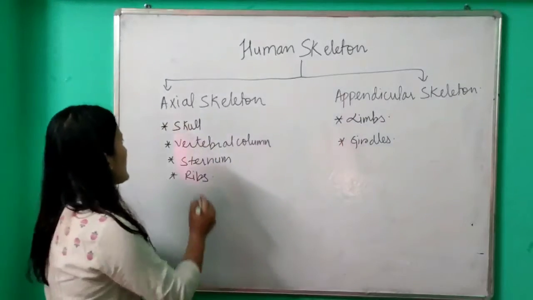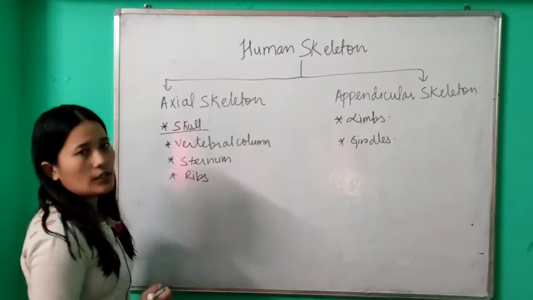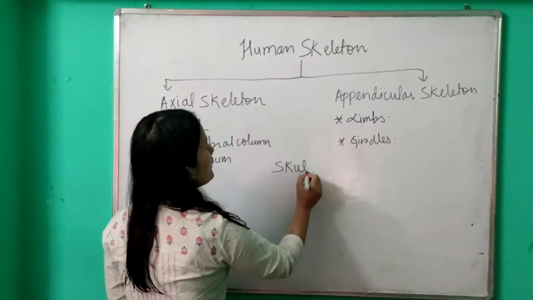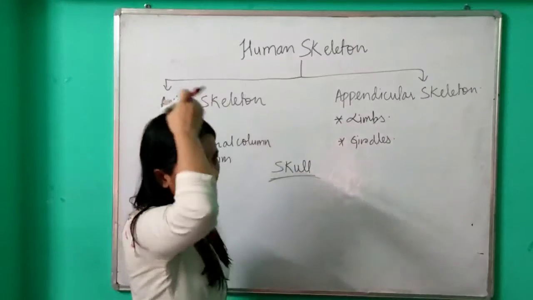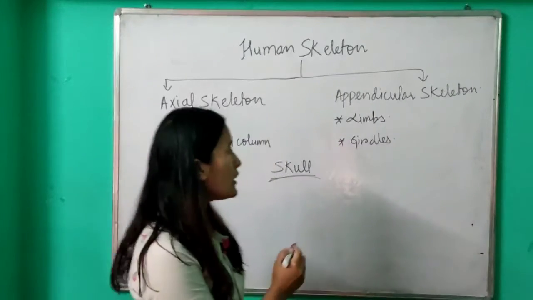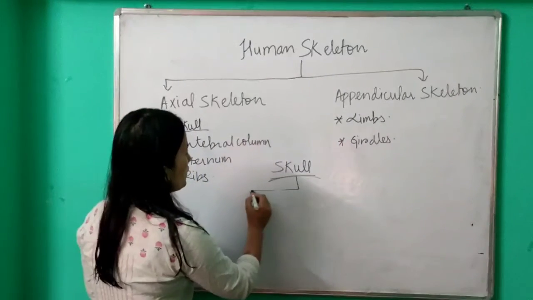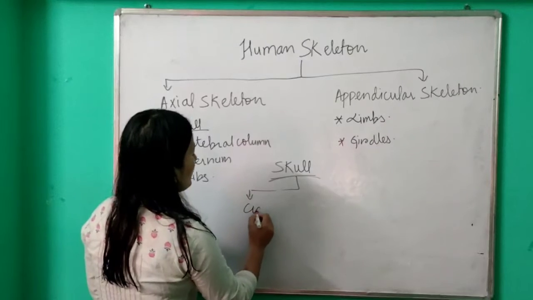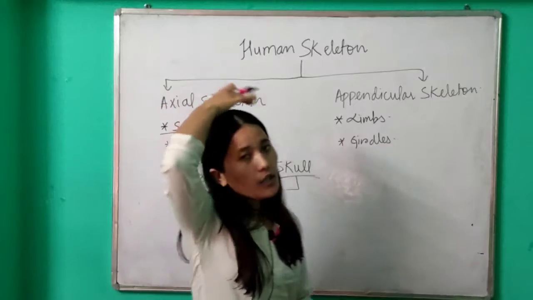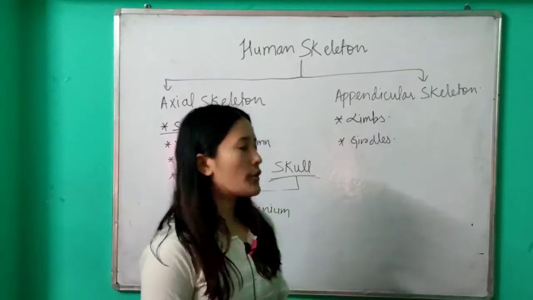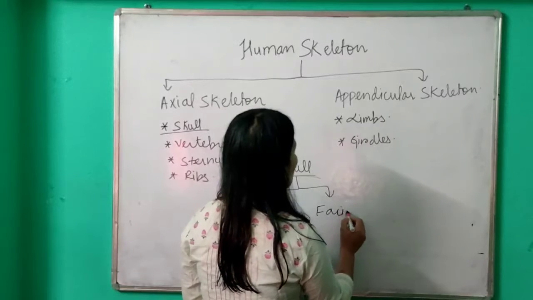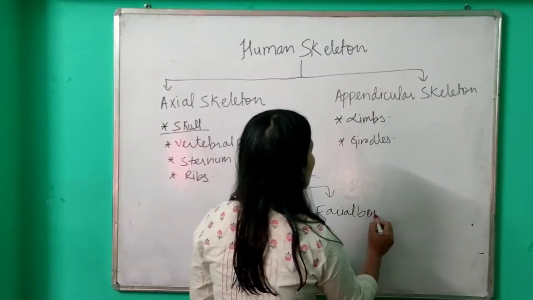So today we will be taking up the skull first. Okay, so what is the skull? The skull is the skeleton in your head region. It has two major portions: the cranium, the upper portion of the skull which protects your brain, and then the rest are your facial bones, the bones present in your facial region.